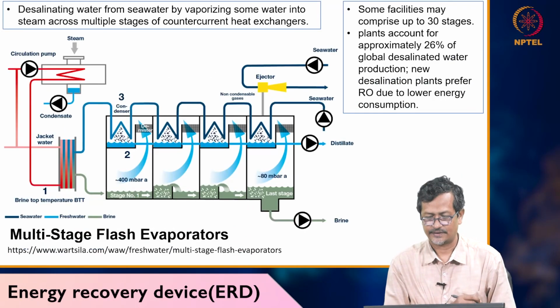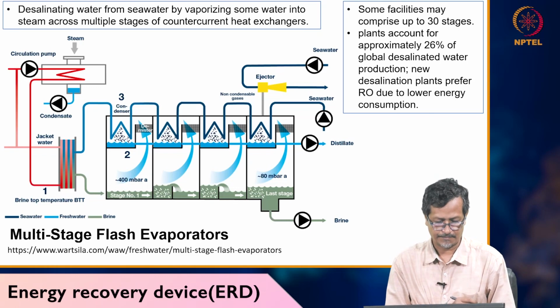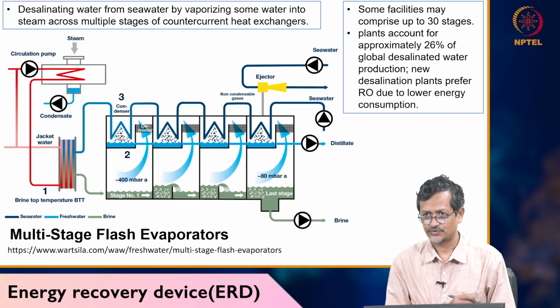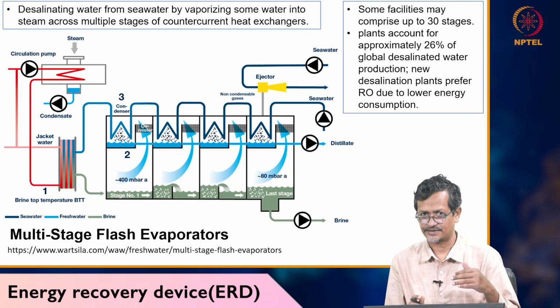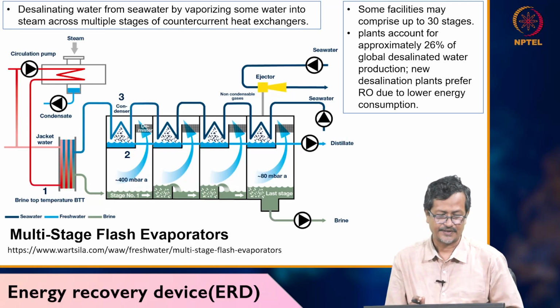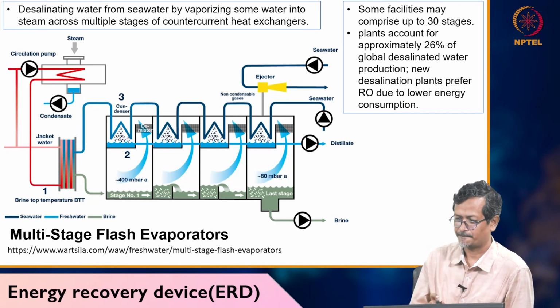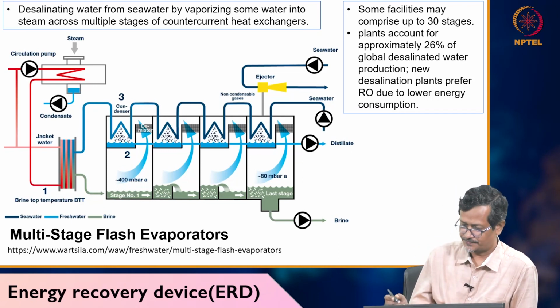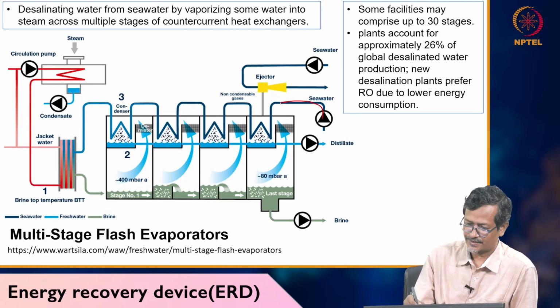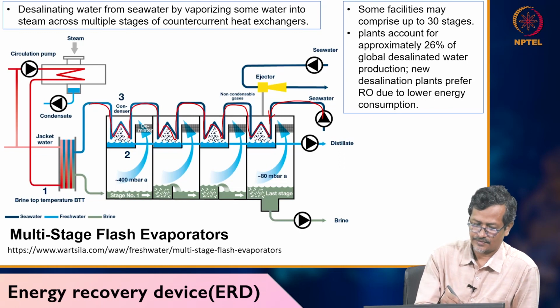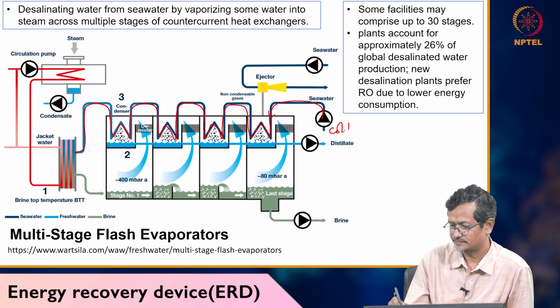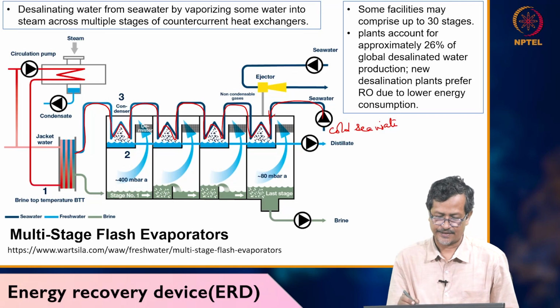So, desalinating water with a multi-stage flash evaporator. This is not an RO based system, this is just an evaporation and condensation system. Okay. So, how it is working, first you have to understand. You are taking seawater, okay, seawater is taken and it is going through this, and this is cold seawater actually. Cold seawater is taken and it is going through like this.